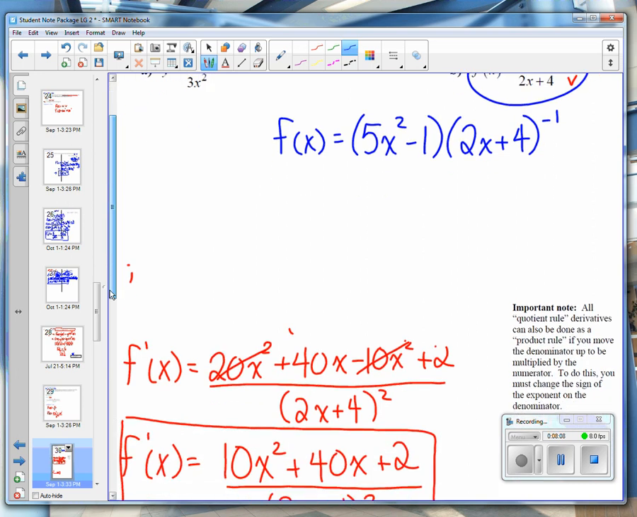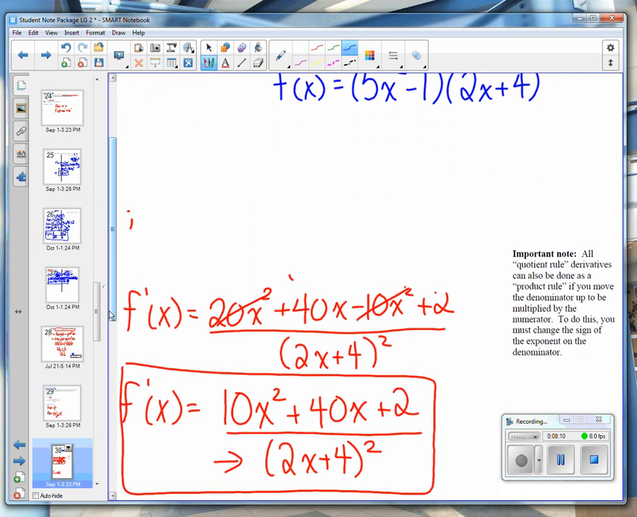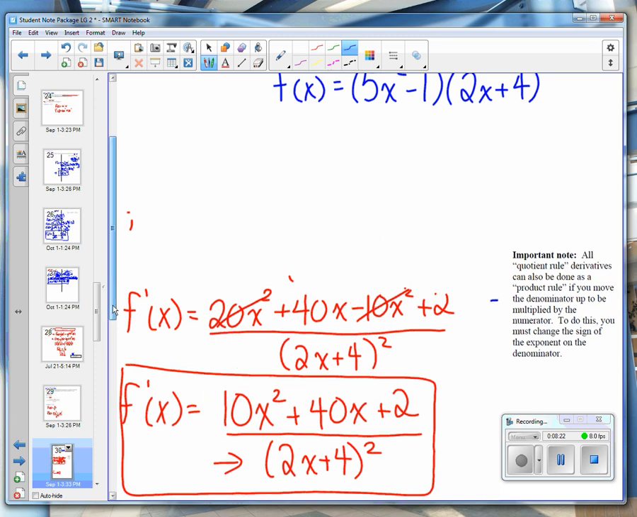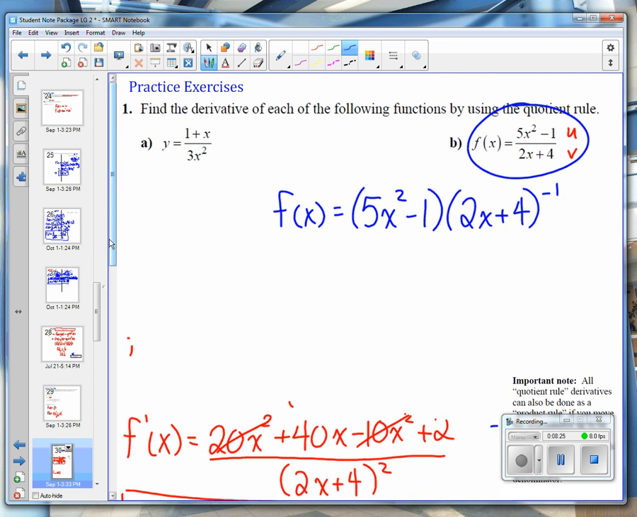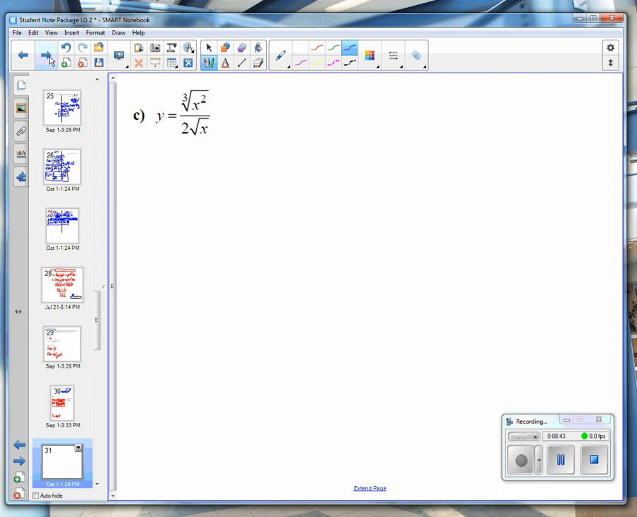So it says, important note, all quotient rule derivatives can also be done as a product rule if you move the denominator up to be multiplied by the numerator. To do this, you must change the sign of the exponent on the denominator. So this would be an example of how to change it. And right now at this stage, we're not equipped to find this derivative just yet. But this is a note that I'm going to come back to, because we're going to learn something in a little bit called the chain rule, which is actually going to allow us to use the product rule and the chain rule together rather than the quotient rule. So you'll be able to choose what method you want to use.